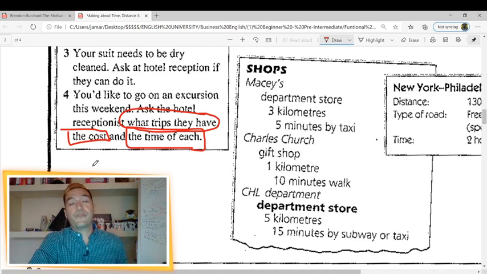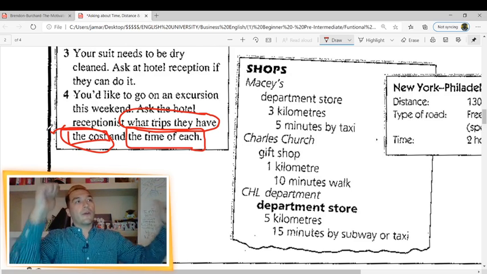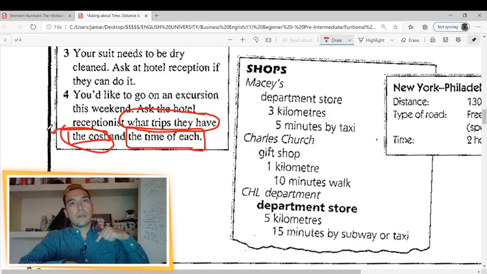Next question. To answer, the cost. How much is the excursion? Good. Now let's answer. The camel excursion is $20. Excellent. Now, what trips do they have?